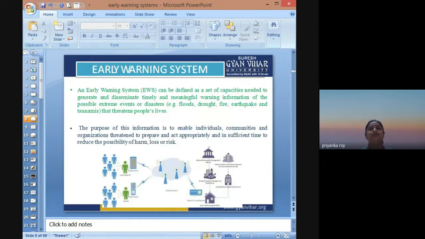So an early warning system can be defined as a set of capacities needed to be generated and disseminated in a timely manner, and a meaningful warning of information about possible extreme events or disasters like flood, drought, fire, earthquakes, tsunamis, and other threats to human lives or properties. The purpose of this warning system is to enable individuals, communities and organizations who will be threatened by these hazards to prepare and act appropriately and in sufficient time to reduce the possible losses or risks.